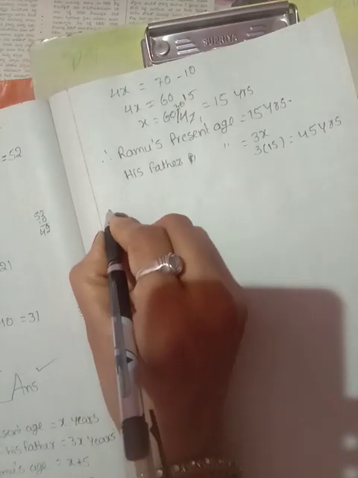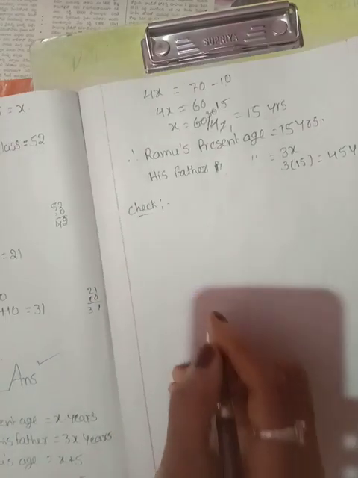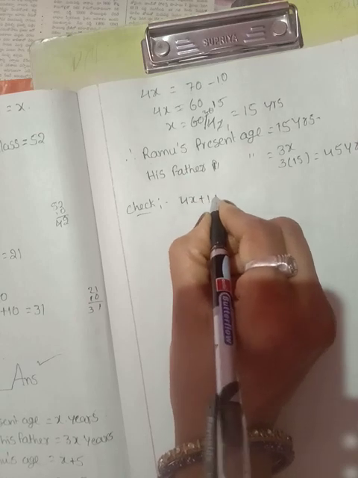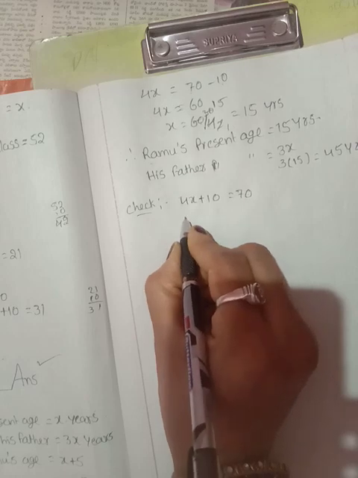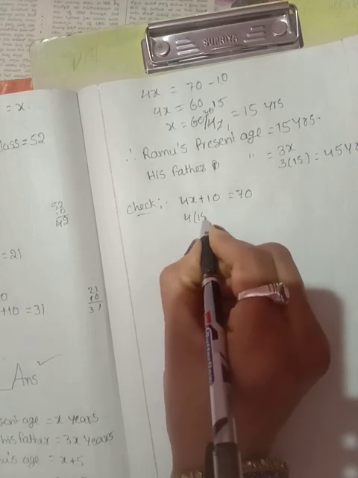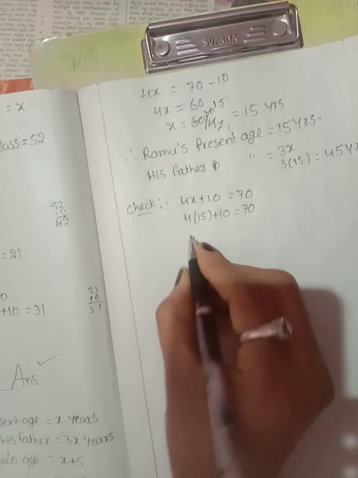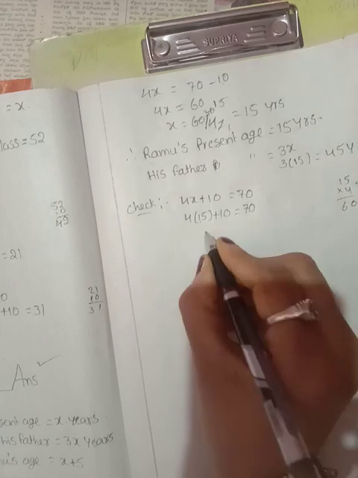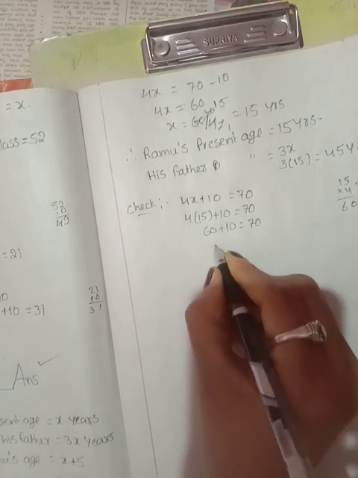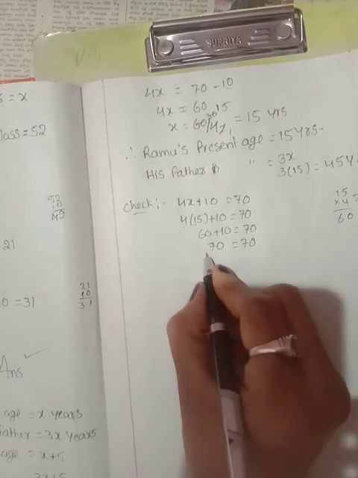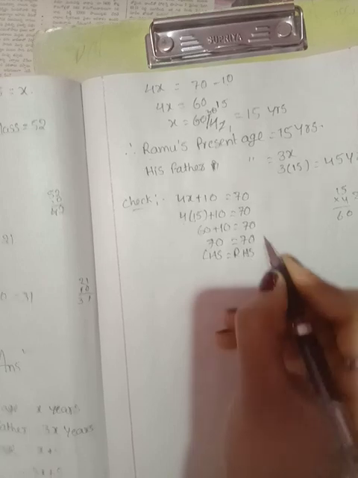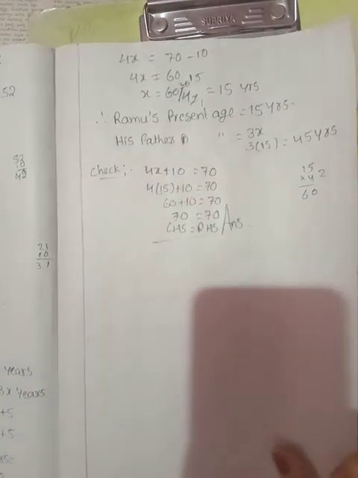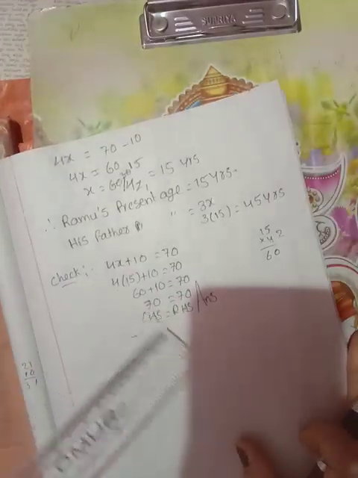Yeah, next is the check. Are both sides equal, correct or wrong? Check: 4x plus 10 equal to 70. So 4 times 15 plus 10 equal to 70. 4 fives are 20, 4 ones are 4, so 60. So 60 plus 10 equal to 70. 70 equal to 70 on both sides. Is it correct or wrong? Correct. LHS and RHS both are equal, so the x value is correct only. Your solution is correct only.